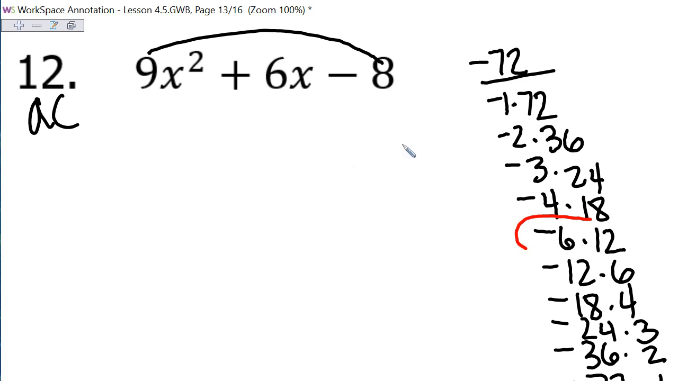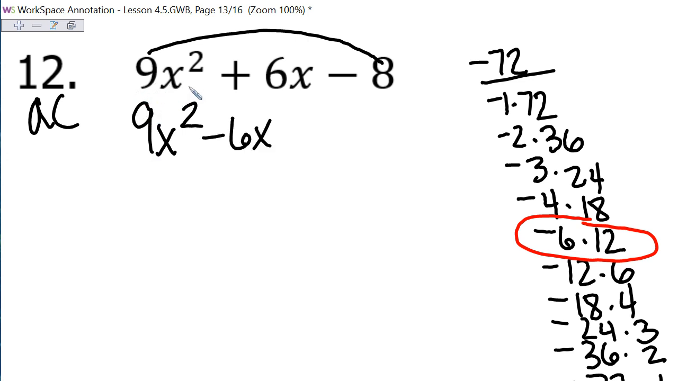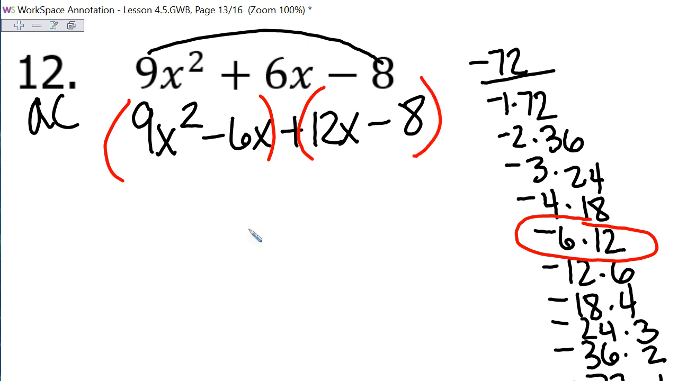Negative 6 and 12. So bring down the 9x squared. How do I split up the 6x? Minus 6x plus 12x minus 8. Group the first two. Group the last two. What's the GCF for the first group? 3x.